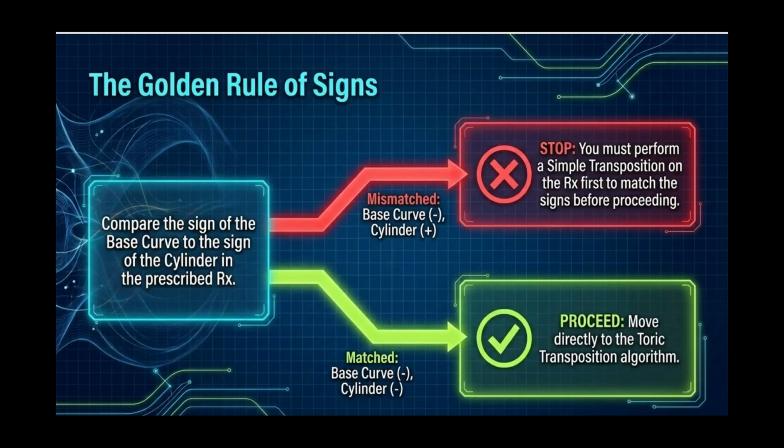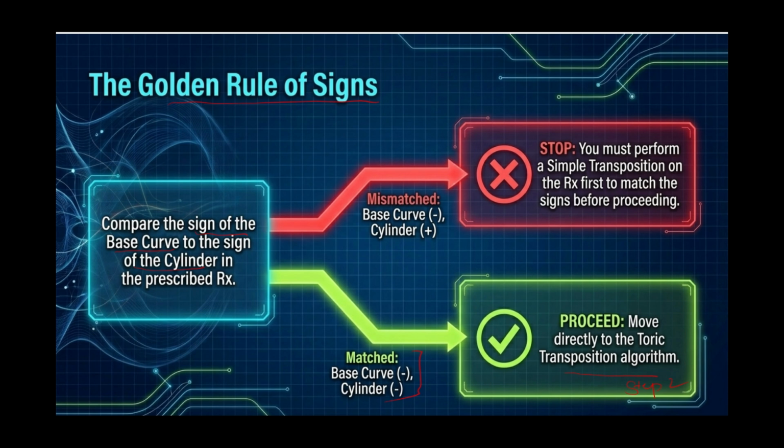We just learned the different steps involved in doing toric transposition. Now let's see each and every step in detail. So what does the first step say? The first step asks us to compare the sign of the base curve to the sign of the cylinder. This is the golden rule of signs. We have to see whether they match. Suppose the base curve sign and the cylinder sign in the prescription match, then we proceed to step 2, which is to find out the anterior surface power.